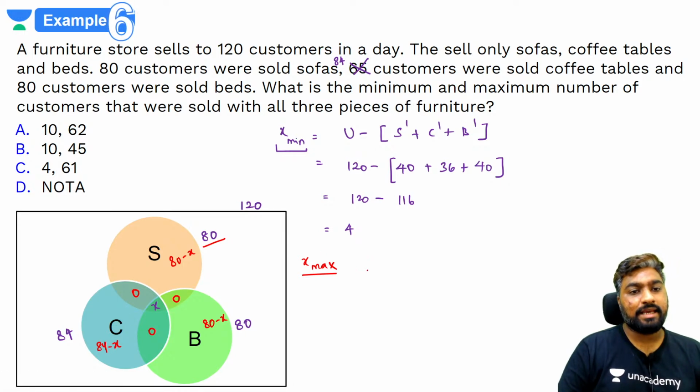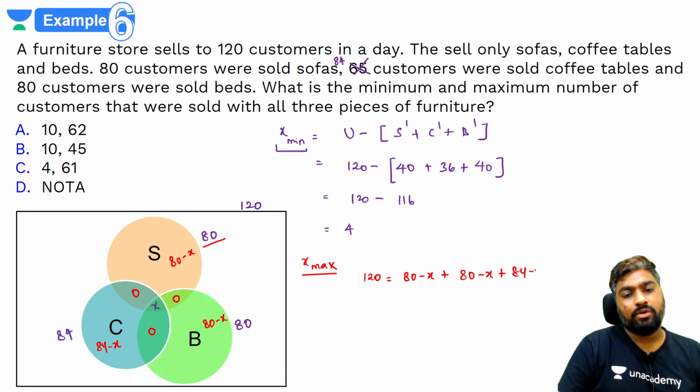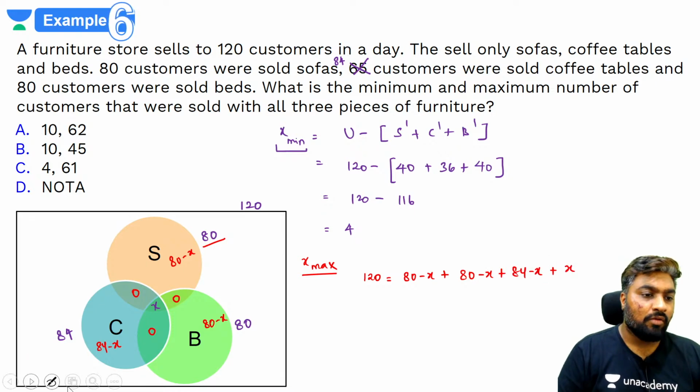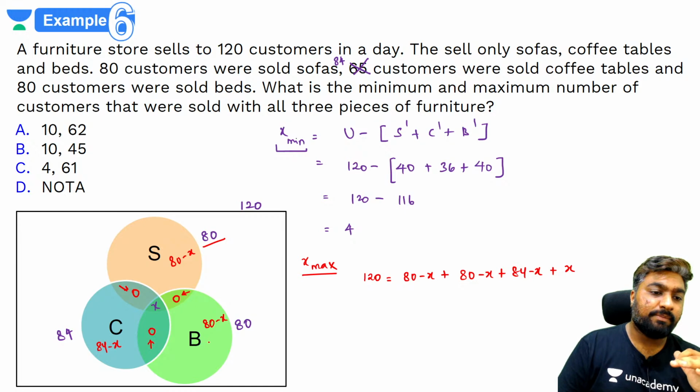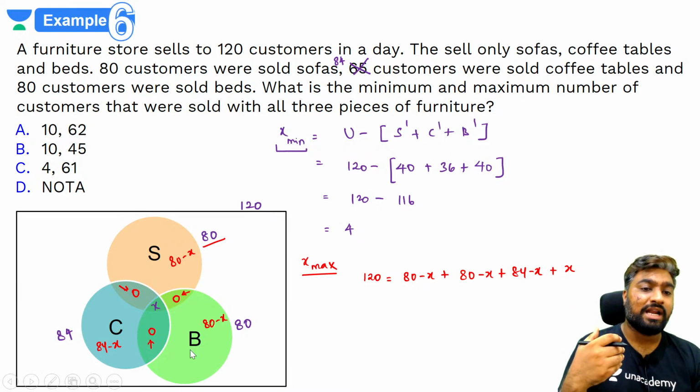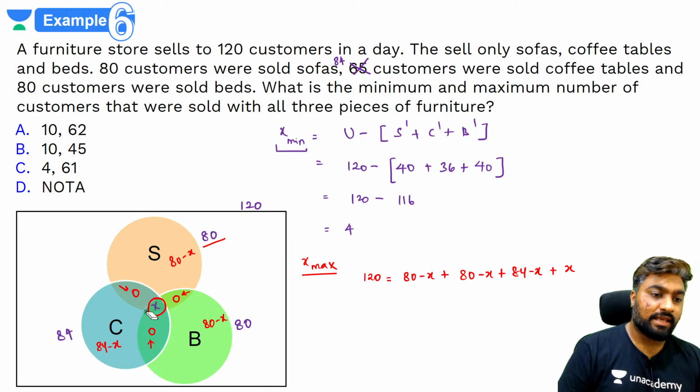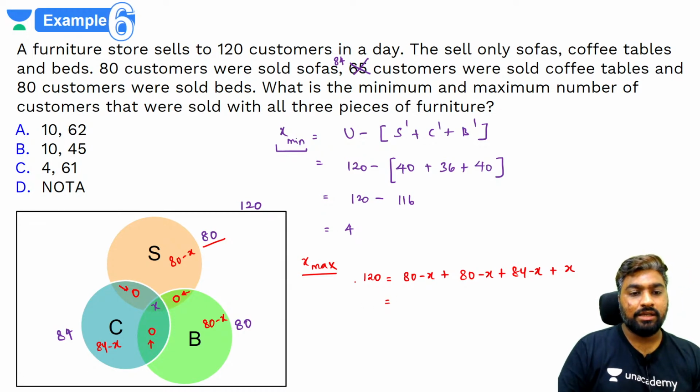So again, in this case, what should happen? The total number of customers, 120, is going to be what? People who buy only sofa, plus people who buy only bed, plus people who buy only coffee tables, plus people who buy all the 3. What did we do? We eliminated these parts: people who buy only sofa and coffee table, people who buy only bed and sofa, people who buy only coffee and bed. If we make them 0, this part becomes maximum, people who buy all the 3. So what would you get here? You have 80, 160.